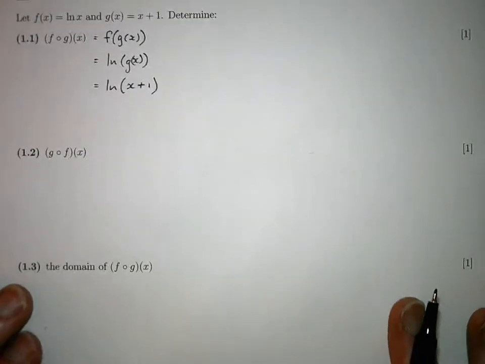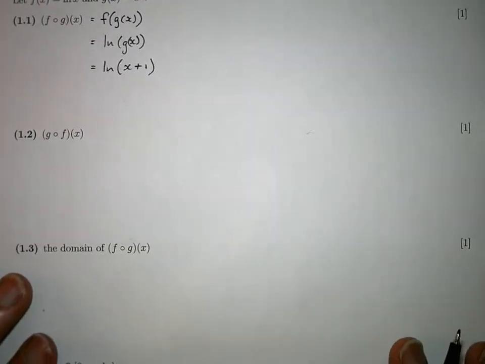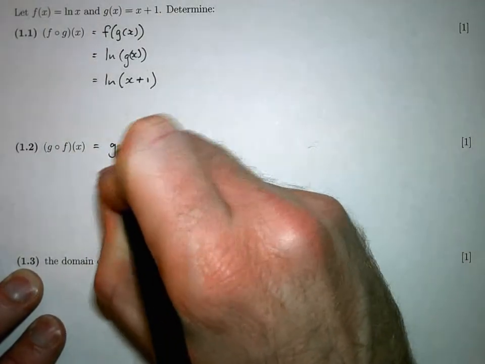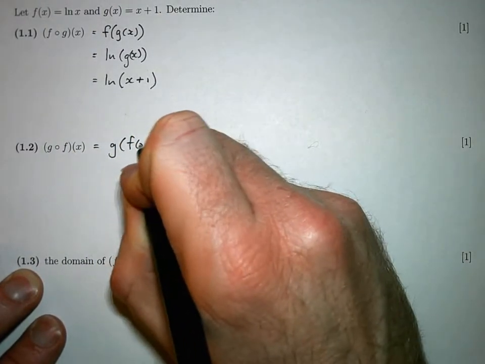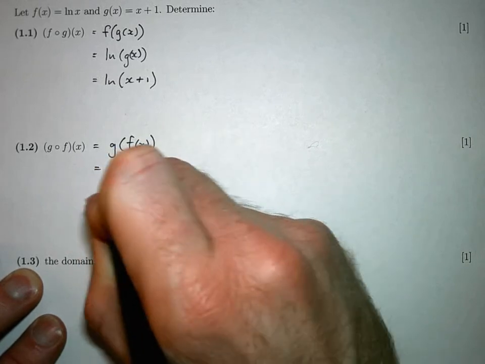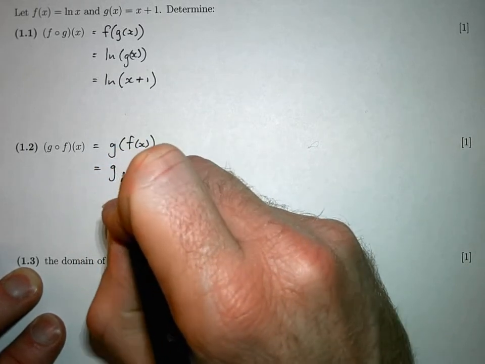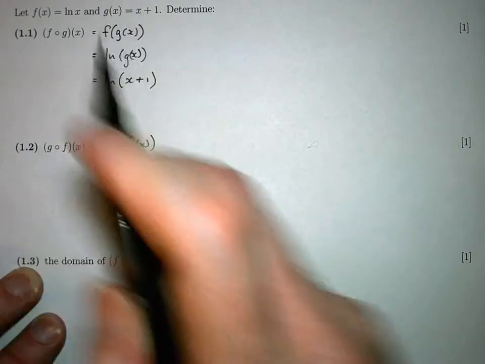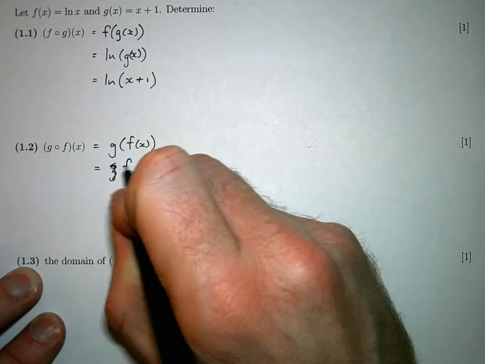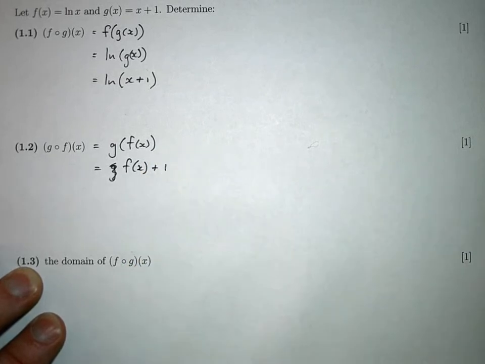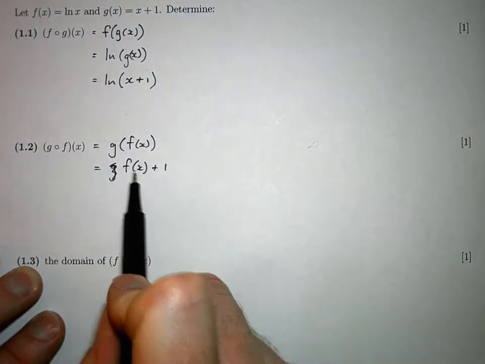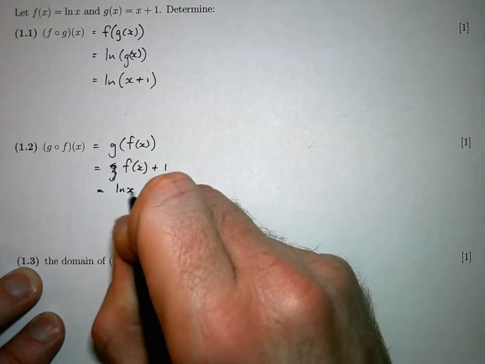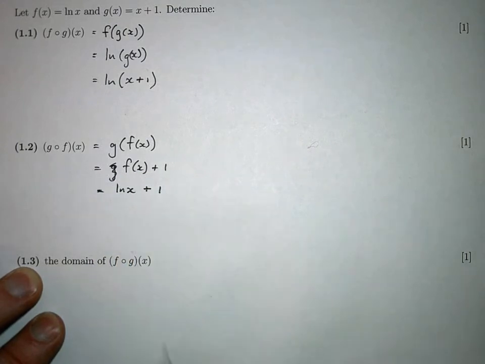Now 1.2, you're asked to find the g of f of x. Okay, so this is equal to the g of the f of x. g of x is equal to x plus 1, so g of f of x is f of x plus 1, and of course f of x is equal to log of x, so this is just equal to the log of x plus 1.